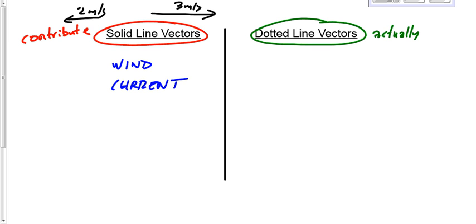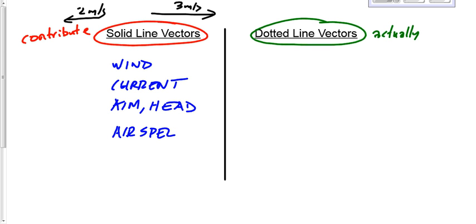Absolutely. What else contributes to where I go? Yeah, where I head, where I aim, right? If I aim to the north, if I head to the north, that doesn't mean I go to the north, but it contributes to where I go, right? Another one we talked about, a little bit trickier, is the airspeed.